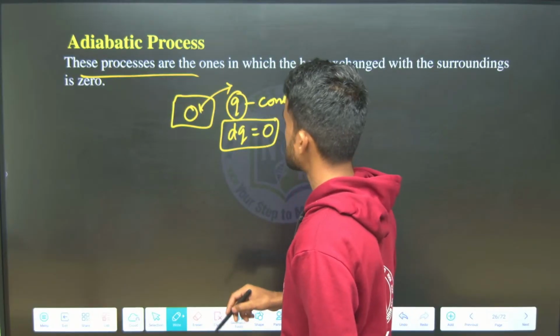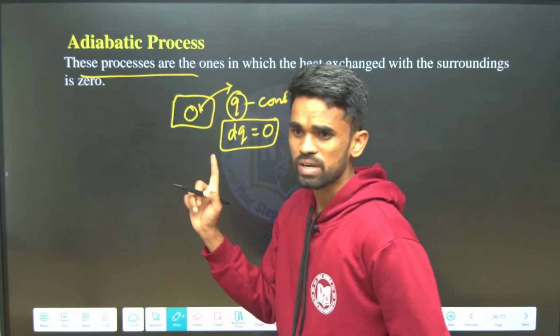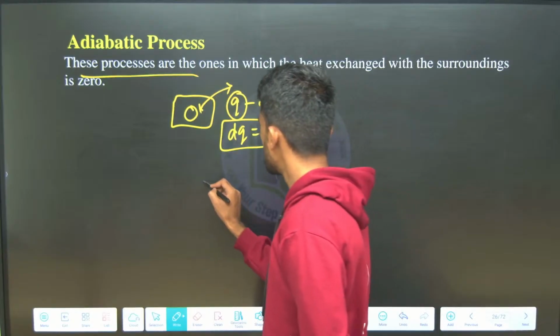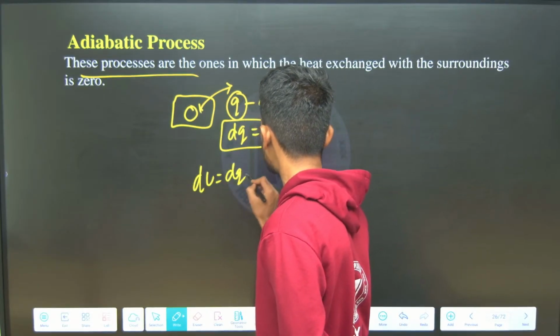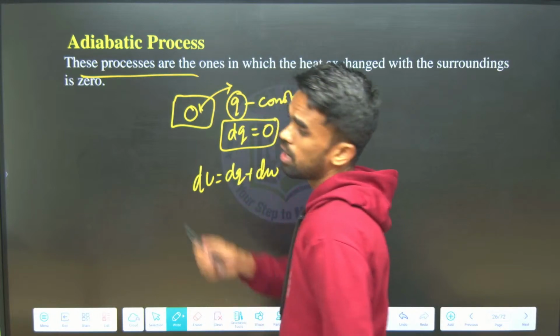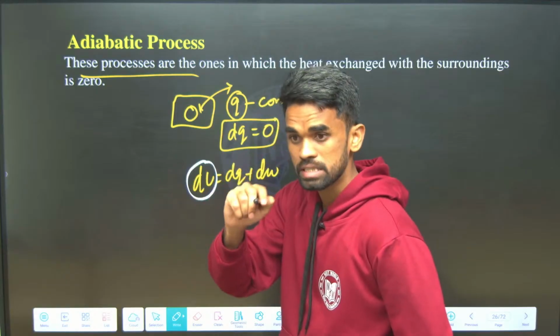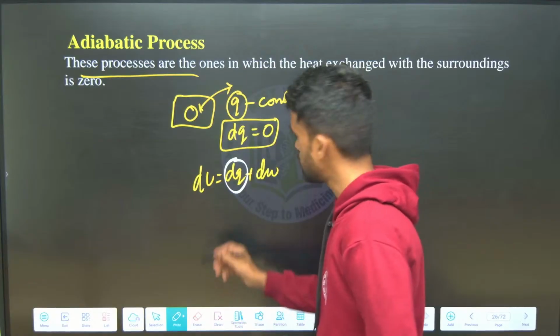Okay, so next, again free expansion, all this is there. Free expansion means work done will be 0 here also. Next, reversible expansion we need to study. So first law of thermodynamics, what is that? dU equals dq plus dw. In an isothermal process, dU is equal to 0, but here what is 0? dq is 0. Therefore what happens?